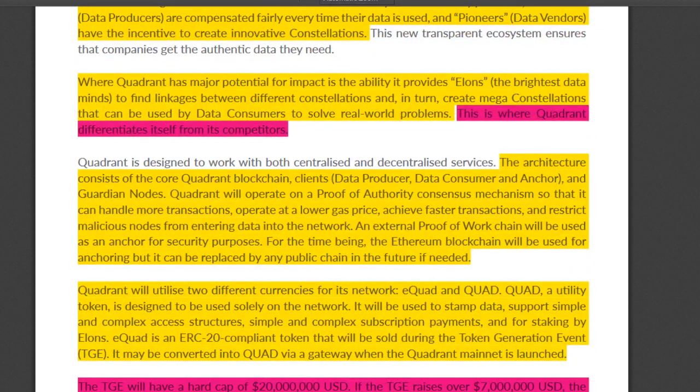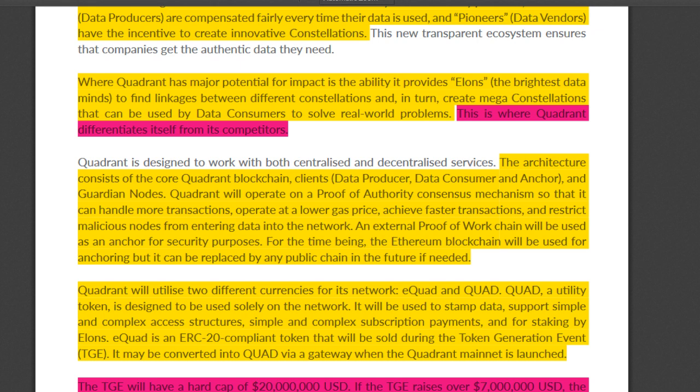So Quadrant's designed to work with both centralized and decentralized services. That means that if Google wants to purchase some data through the Quadrant system, they can. If you're a data scientist working on your thesis in graduate school, you can also purchase this on a decentralized server. So it can feed to a Fortune 500 company. It can feed to just one person.